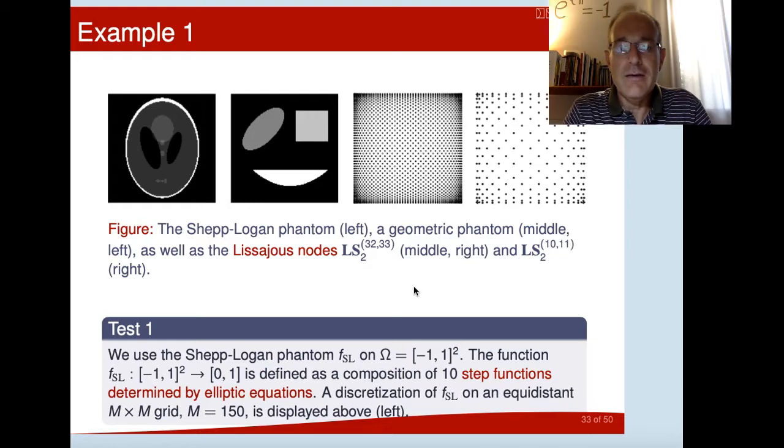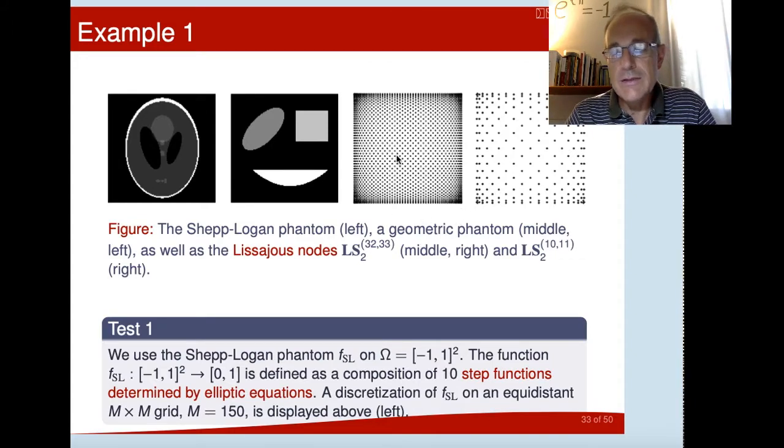The first one is a typical experiment coming from medical literature, because there are 2 phantoms that are used for imaging analysis in a broad way. The first one is called the Shepp-Logan phantom. This is called a geometric phantom. And then there are 2 discretizations that we take into account. One is obtained using the so-called Lissajous nodes, which I explain in a bit, and the other are the Lissajous nodes of lower cardinality.